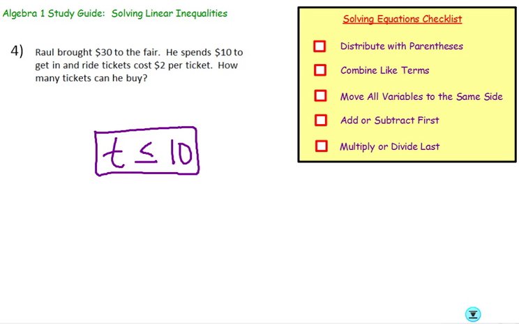And then number 4 on the right, same idea. We pretty much just changed your budget. So instead of $60 or $50, we're saying you've got $30 to spend. So you should have got t less than or equal to 10.